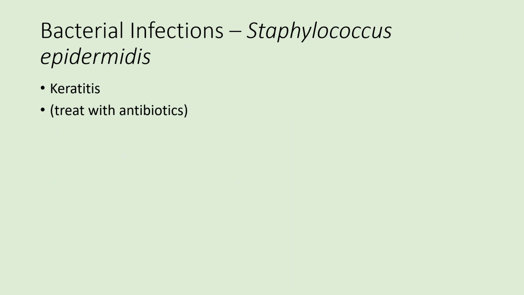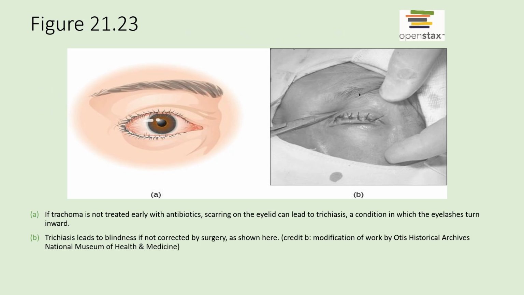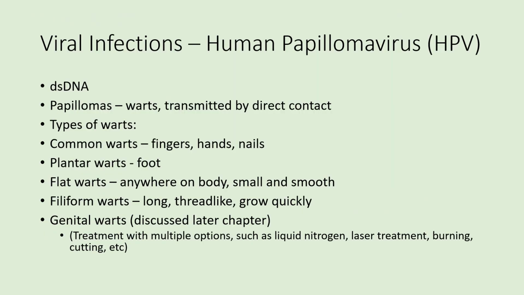Staphylococcus epidermidis can cause keratitis. Remember, that's inflammation of the cornea. This can also be treated with antibiotics. So at least so far, the diseases we've been talking about can be treated with antibiotics. So that's a good thing. What happens with trachoma? The eyelashes can start turning inward, and then if left untreated, that can be a problem for your vision, obviously.